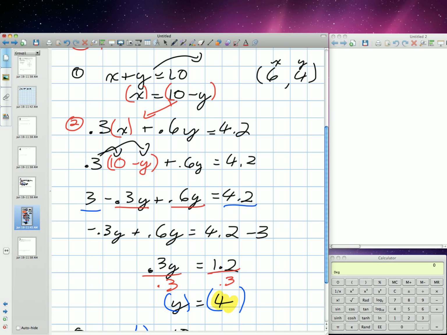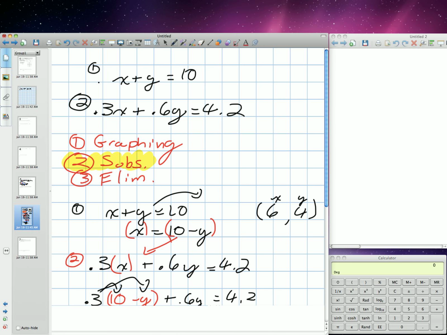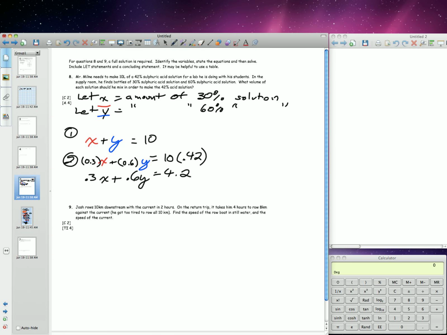So we have our values. x is 6 and y is 4. Let's go back to where the question was asking us. How much of each solution did they need? How many liters of x did we say they needed? 6. We needed 6 liters of 30% solution, and we needed 4 liters of 60% solution to get this 10 liters of 42% sulfuric acid solution.